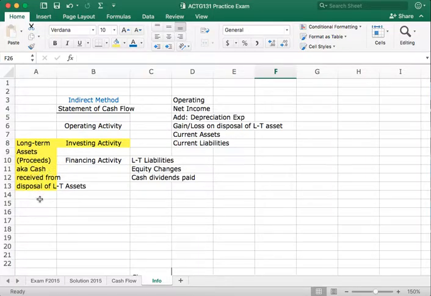The word proceeds is solely a word that you will hear when you begin work. Our authors choose to say cash received from the disposal. And in financing activities, to be more specific about long-term liabilities, our authors are going to use bonds payable. So this would include bonds payable, but it would also include any long-term debt that you had out there.